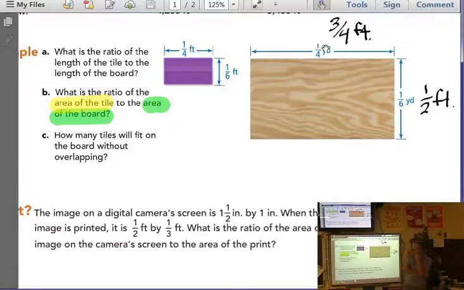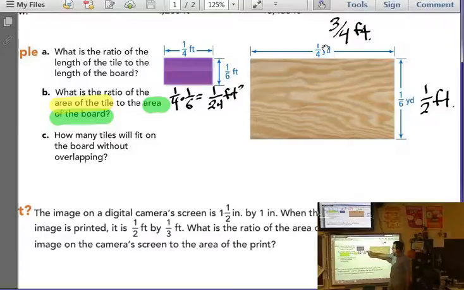1/5. Oh, 1/6. Yeah, I didn't know if it looked weird on your print. So to find the area of this tile, I do 1/4 times 1/6, and the area becomes 1/24 of a foot squared. So essentially, it would take 24 of those tiles to cover up a 1 foot square space.